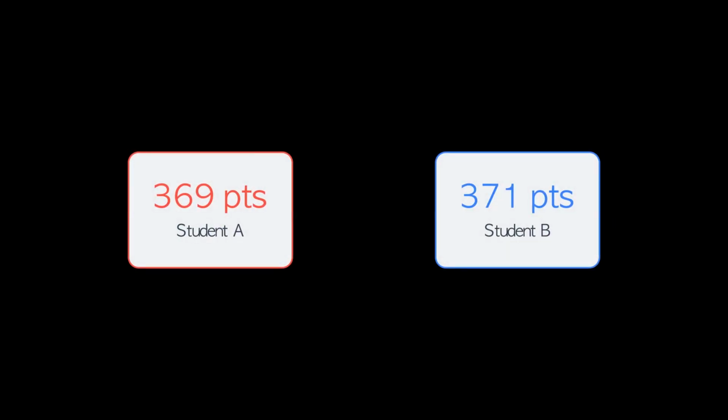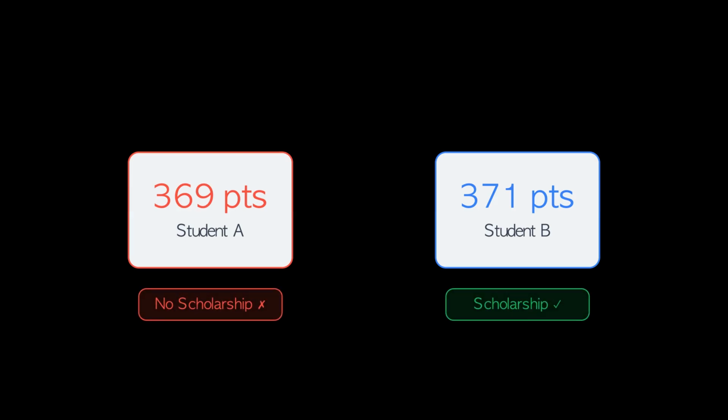A student who scored 369 and a student who scored 371 are just 2 points apart. The student above 370 receives the scholarship, the other does not. Yet we can't say there's a meaningful gap in ability between them. That 2-point difference is far more likely the result of luck or how they felt on test day.